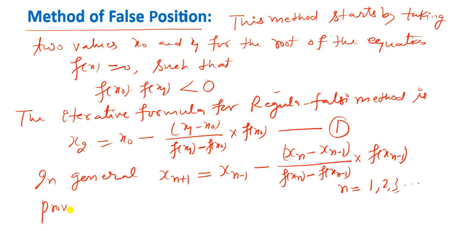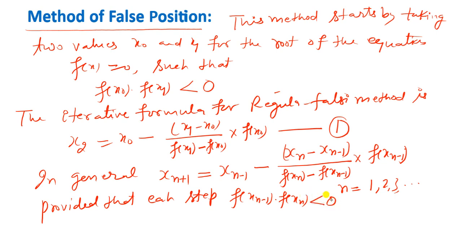Here n is equal to 1, 2, 3 and so on, provided that at each step f of x n minus 1 into f of x n should be less than 0. That is, when we compute the successive iterations, in each iteration the intermediate value theorem holds.